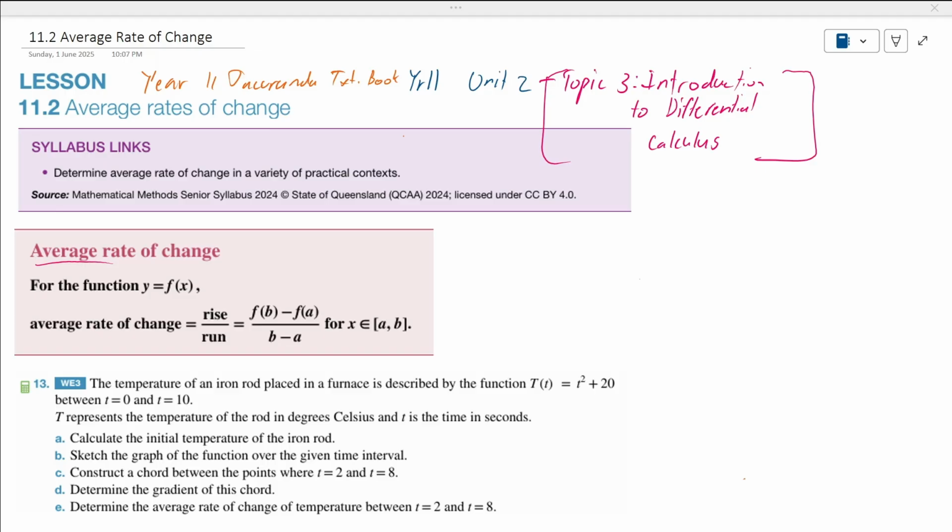So what I'm referring to here is from the Year 11 Jacaranda textbook. And this is going to be covering Year 11 of Unit 2 of Methods. And it's going to be topic 3 on the Introduction to Differential Calculus. And our syllabus link today is going to be to determine the average rate of change in a variety of practical contexts. So our key cognitive verb here is determine.